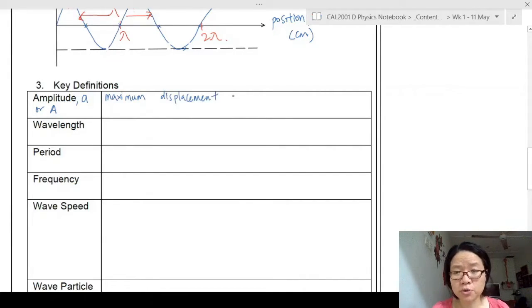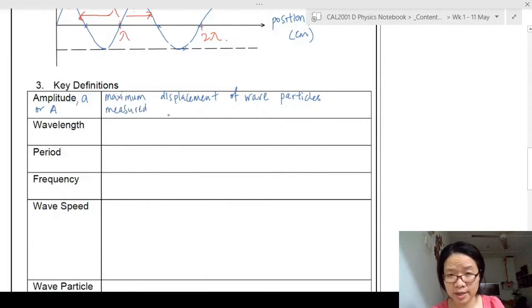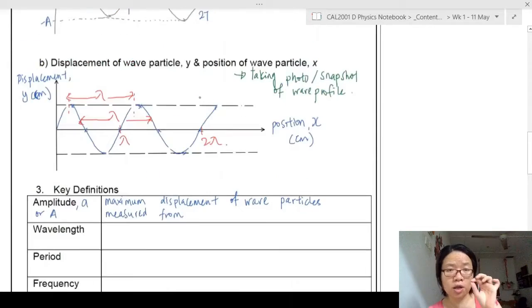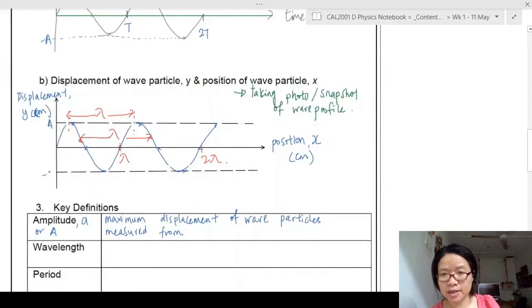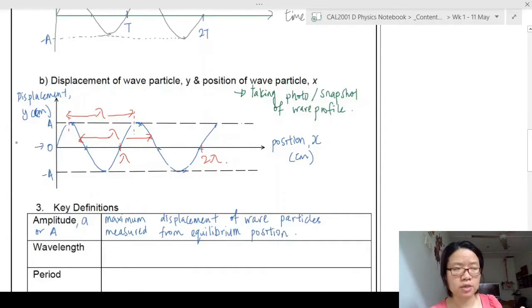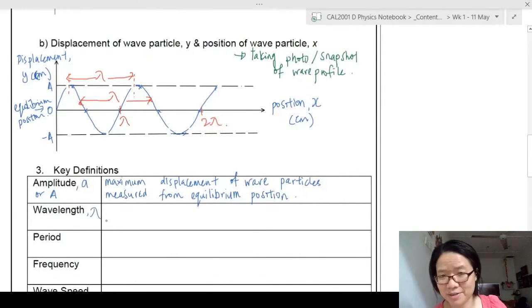Okay, amplitude A is known as the maximum displacement of the wave particle. Now, the more precise you can be for A-level definitions, the better. So displacement of what, wave particle, measured from where? Equilibrium position. So equilibrium position is as if you never turned on the wave source. You didn't turn on the tap, you didn't turn on the speaker. Where would the particle be? Zero lah, zero. My favorite number is 0.